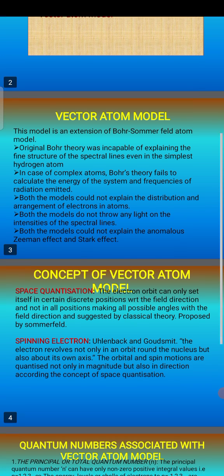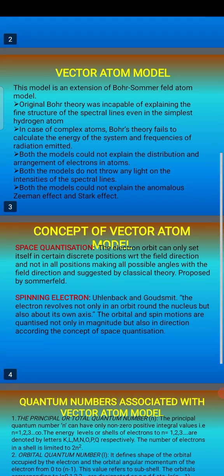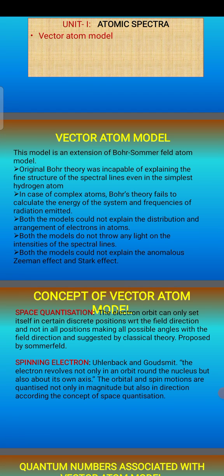Second one is in case of complex atoms, Bohr's theory fails to calculate the energy of the system and frequencies of radiation emitted. Both the models could not explain the distribution and arrangement of the electrons in atoms. Both the models do not throw any light on the intensities of the spectral lines. Next one, both the models could not explain the Zeeman effect and Stark effect.